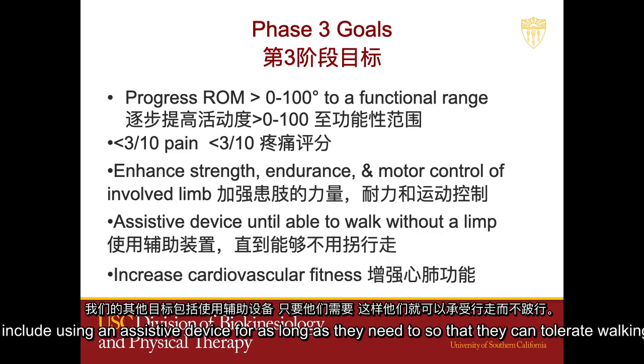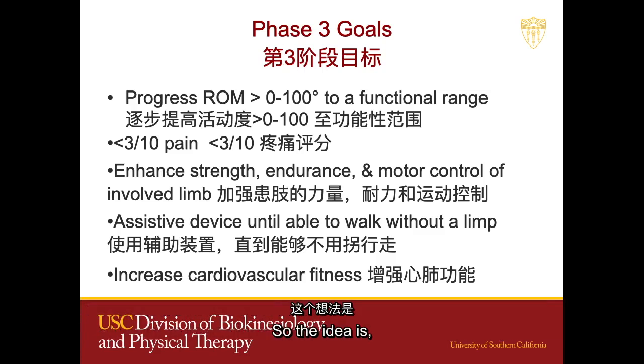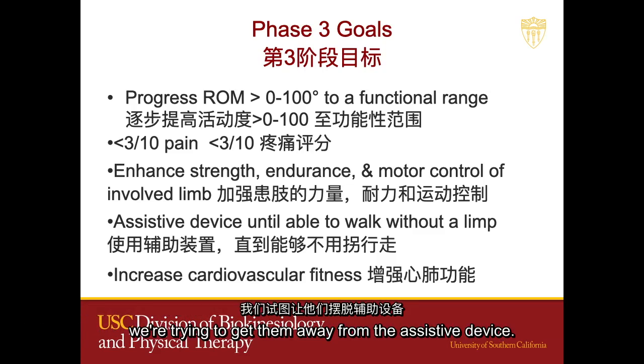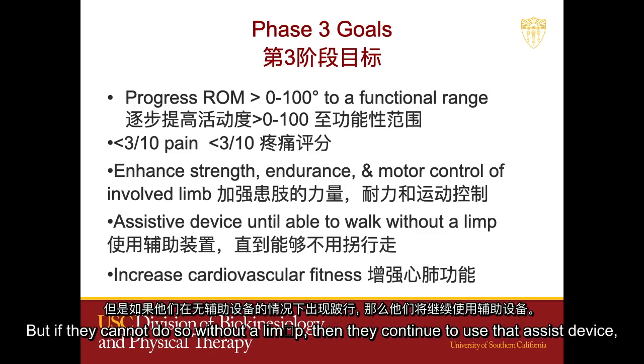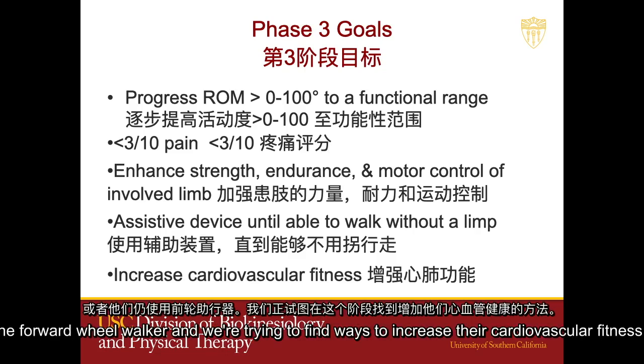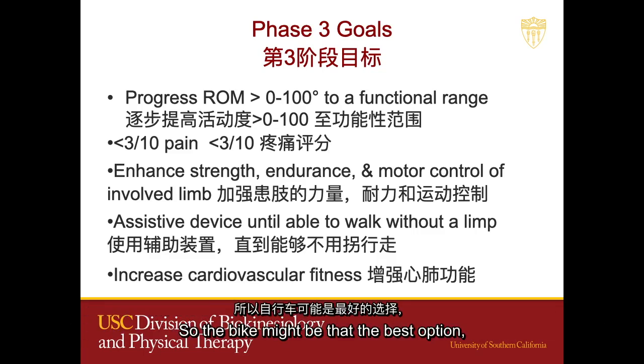Our other goals include using an assistive device for as long as they need to so that they can tolerate walking without a limp. So the idea is we're trying to get them away from the assistive device, but if they cannot do so without a limp, then they continue to use that assistive device. If that's a cane, they're still using the forward wheel walker. And we're trying to find ways to increase their cardiovascular fitness during this phase. So the bike might be the best option, but things like walking, swimming, those things are fine as well.